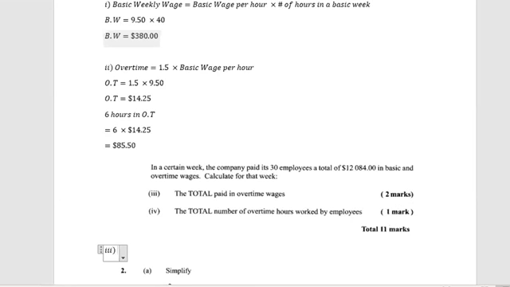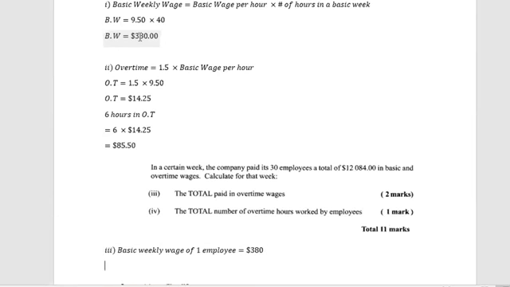So total hours, total number of overtime hours worked. So what we're saying is, the basic weekly wage of one employee is equal to $380. We calculated that in part 1, so we know it's true.